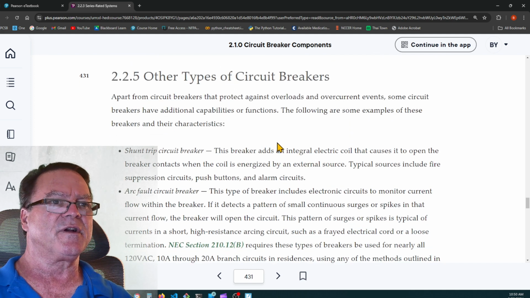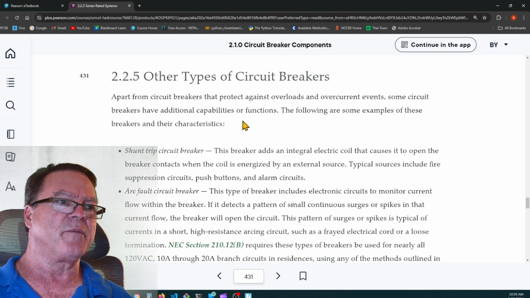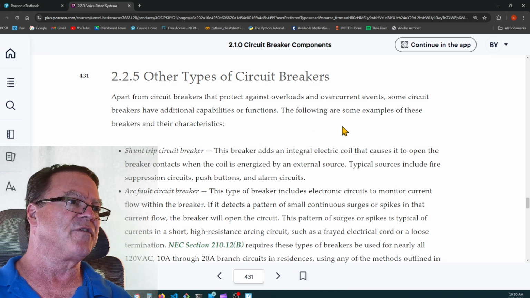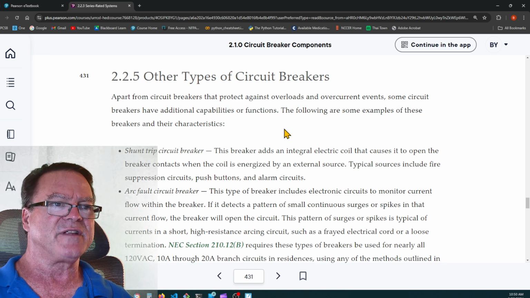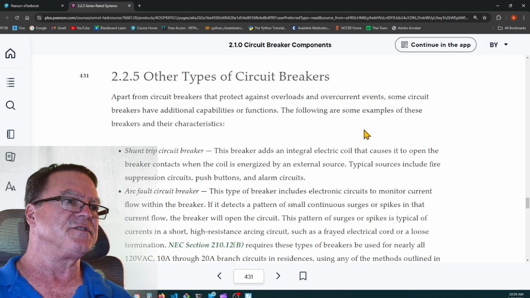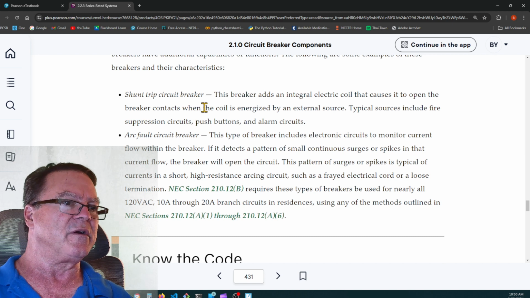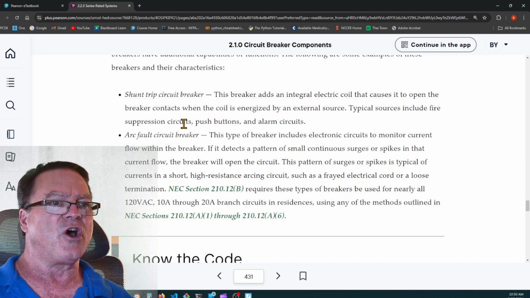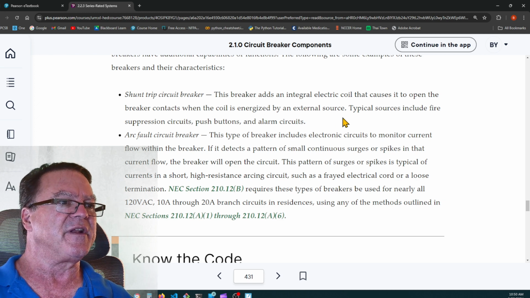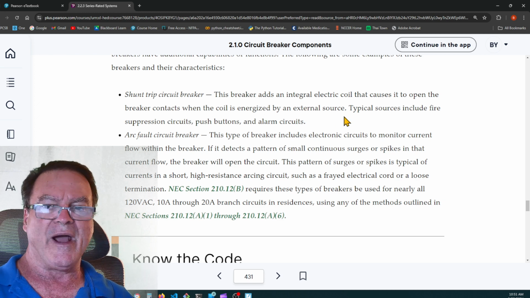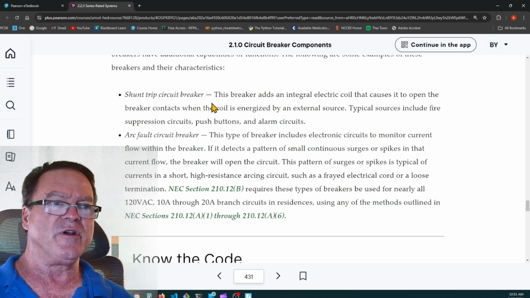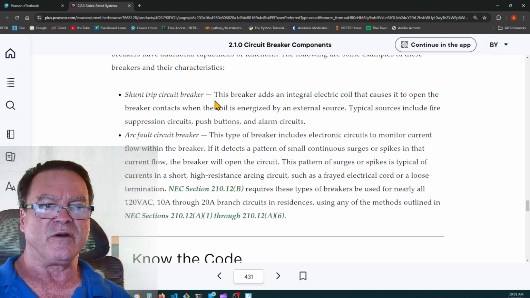Other types of circuit breakers. Apart from circuit breakers that protect against overloads and overcurrent events, some circuit breakers have additional capabilities or functions. The following are some examples of these circuit breakers. Shunt trip circuit breaker. This circuit breaker adds an internal electric coil that causes it to open the circuit breaker contacts when the coil is energized by an external source. So you might have an emergency button that you can push, and it will trip that shunt trip circuit breaker.